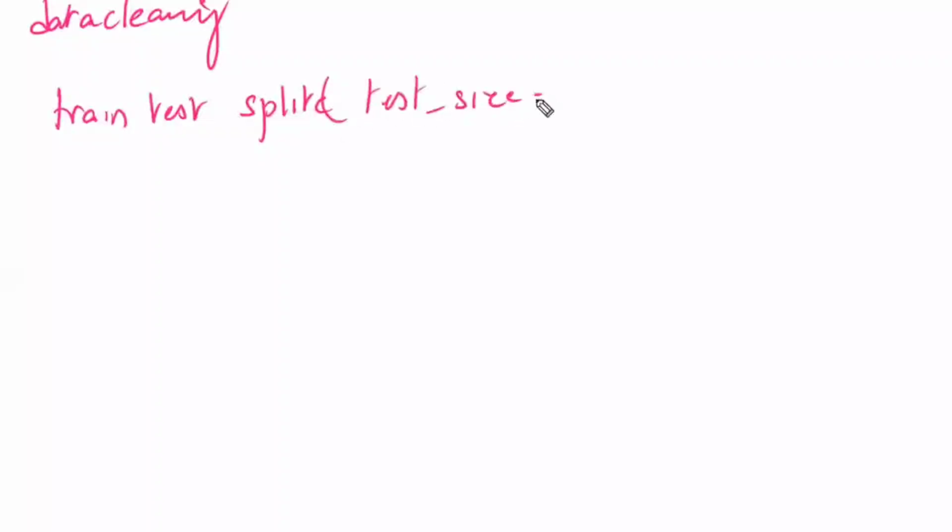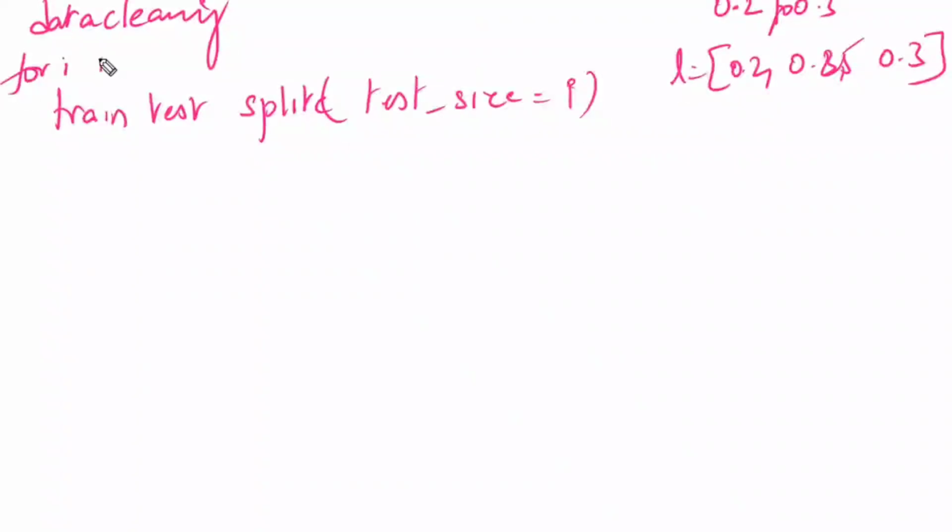Now your question is, sir, what train test split should I consider? How much test size should I consider? I've told you, minimum 0.2 and maximum 0.3. It should be in between. So give values like 0.2, 0.25 and 0.3. Take a list L, and write for i in L. Whatever is in L, it is going to take and keep as the i value here.